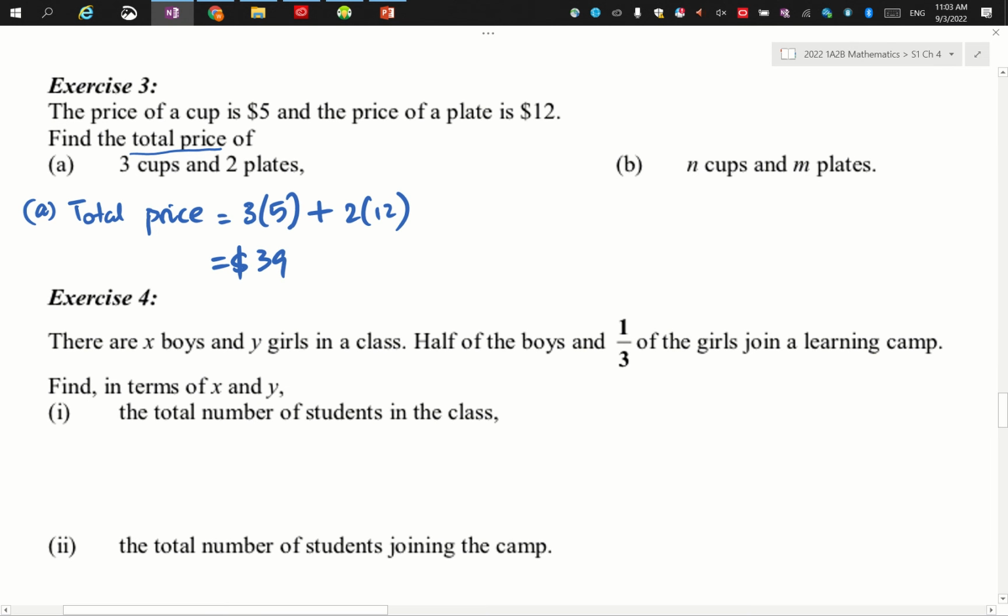Okay, now how about part B? Part B says n cups and n plates. What is the total price? Total price. What would you write? Okay, you try now.